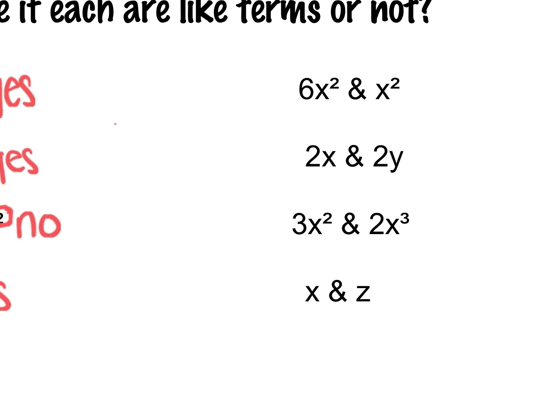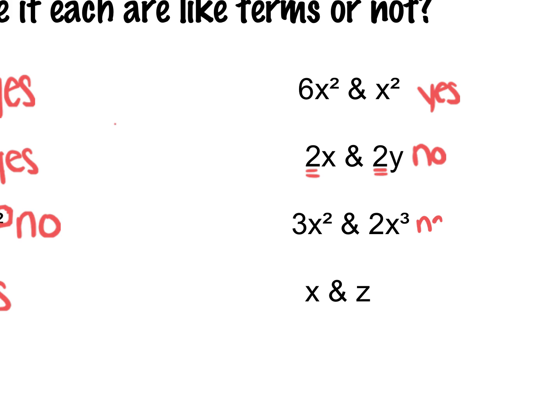All right, let's jump over to 6x squared and x squared. Yes. 2x and 2y. No. Those have the same coefficients. Coefficients don't matter for like terms. It's the variable that we pay attention to. 3x squared and 2x cubed.